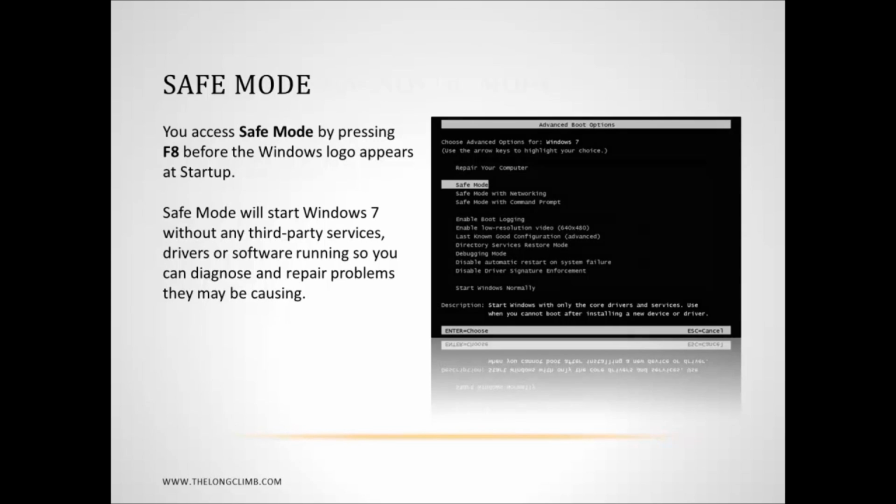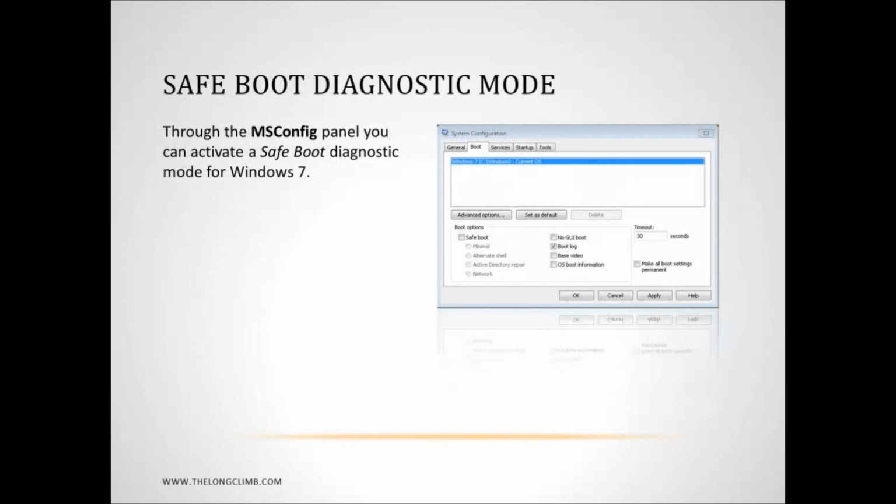But there is an alternative, and this is the Safe Boot Diagnostic mode. Now, you access this through the System Configuration panel, which you find by typing msconfig, which is one word, into the search box in the Windows 7 Start menu. Now, you'll see under the Boot tab here there is a Safe Boot tick box. If you tick that, we've got several options here. If you select minimal, you'll just get into safe mode as you understand it, but there's different options.